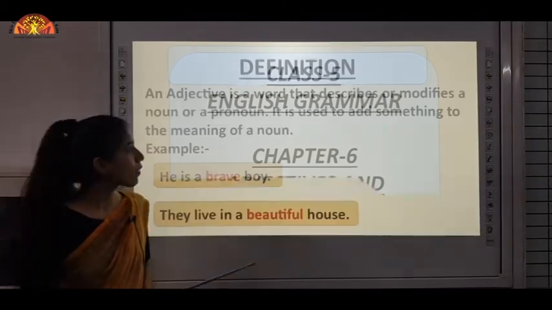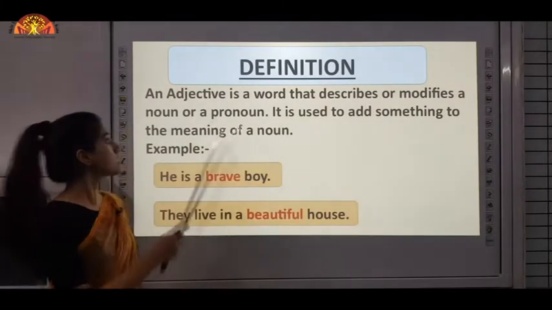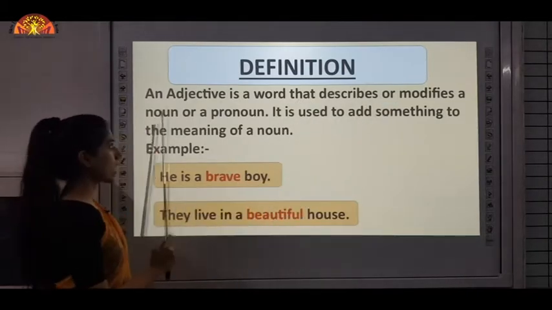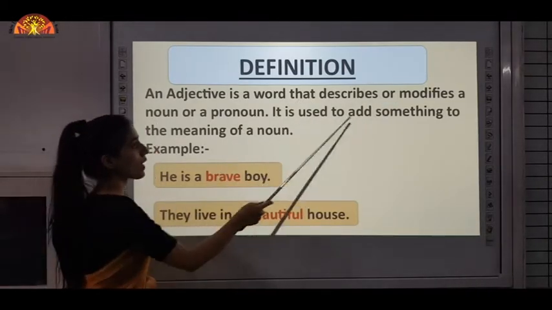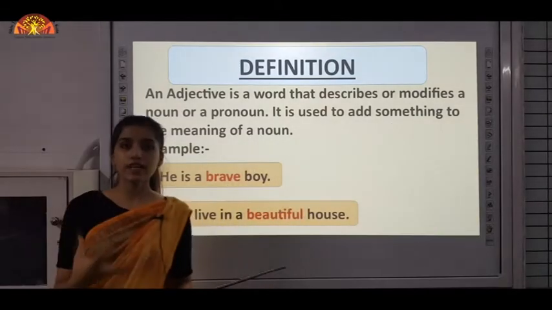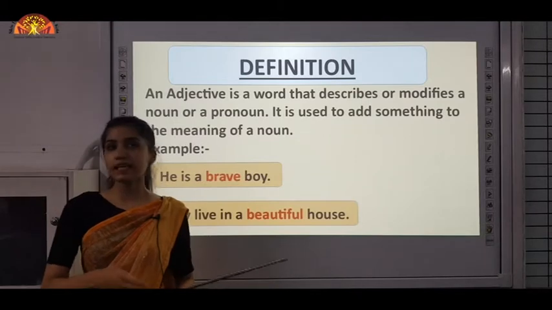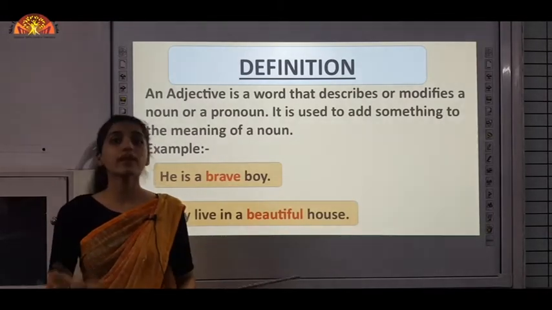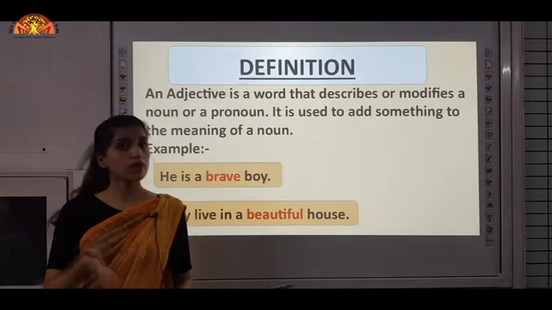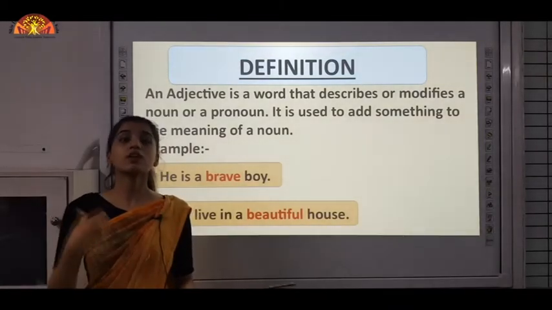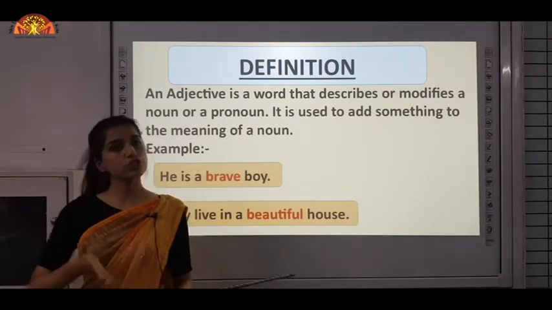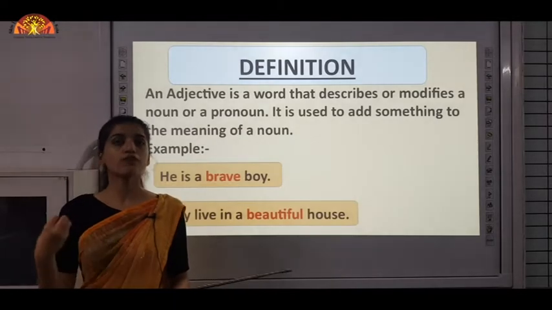So now let's see what adjectives are. An adjective is a word that describes or modifies a noun or a pronoun. It is used to add something to the meaning of a noun. In simple words, they are describing words. They tell us about a noun or a pronoun. They describe the quality, the quantity, the number, the size, the shape, and the possession of a noun.